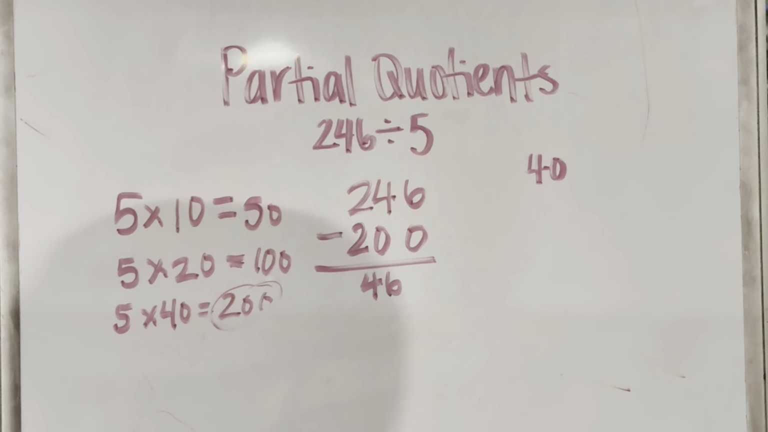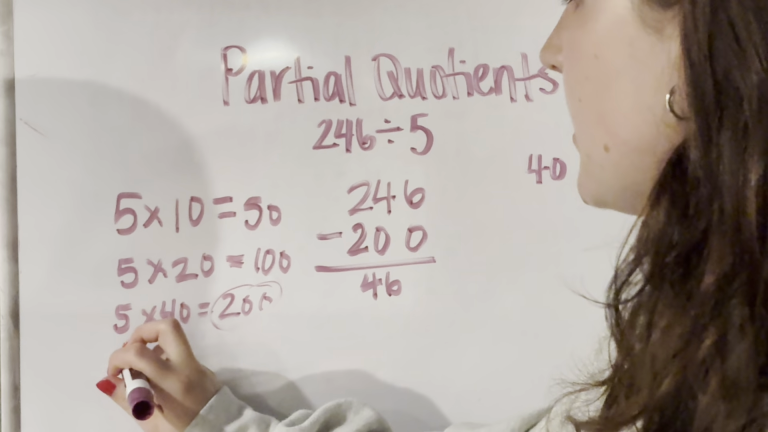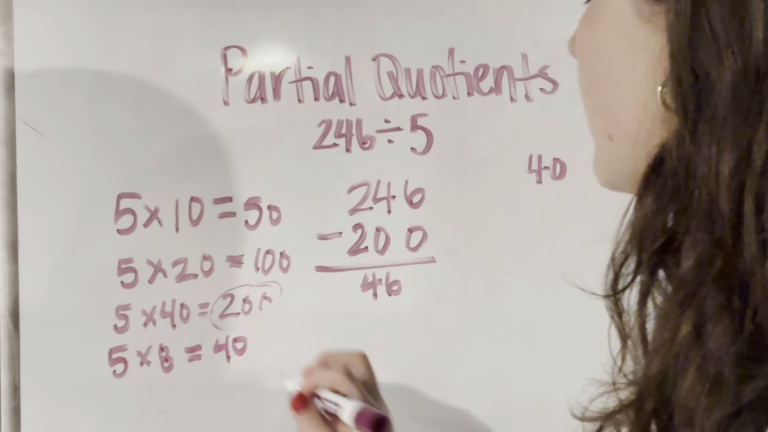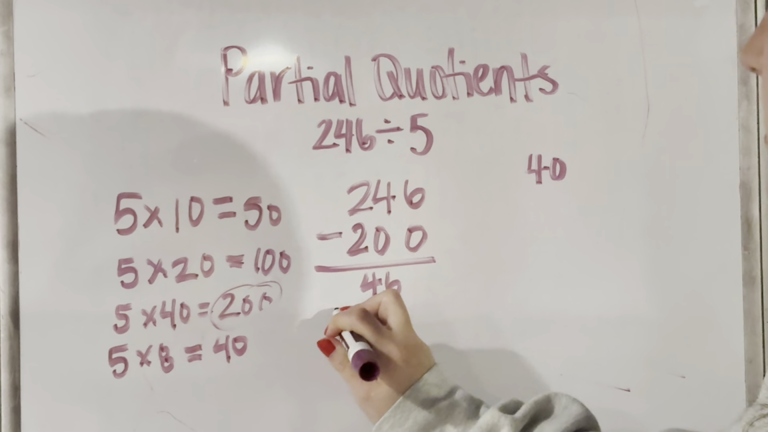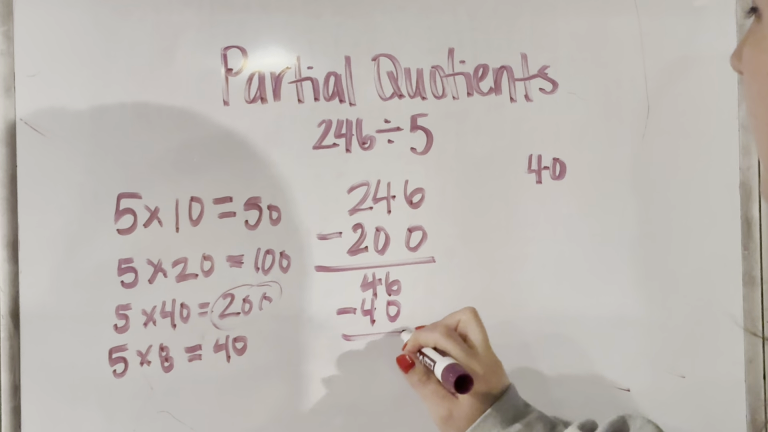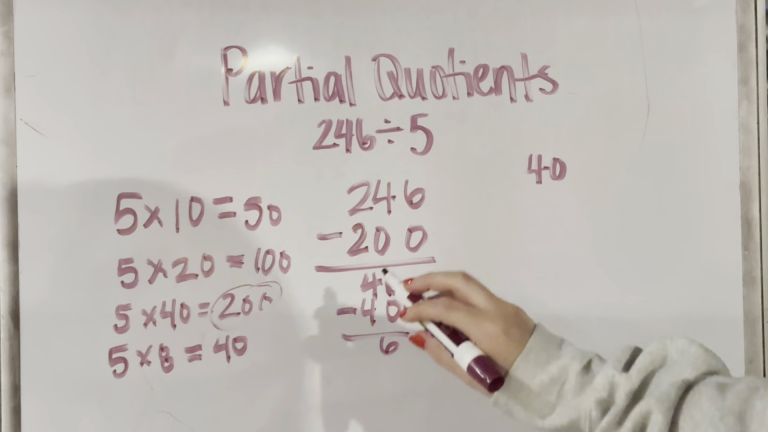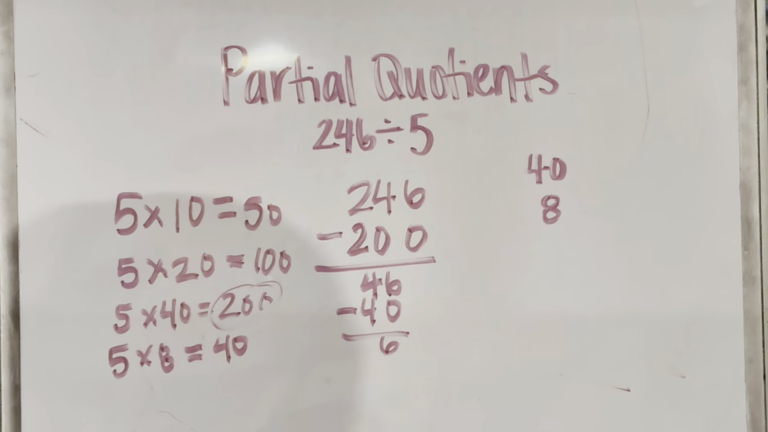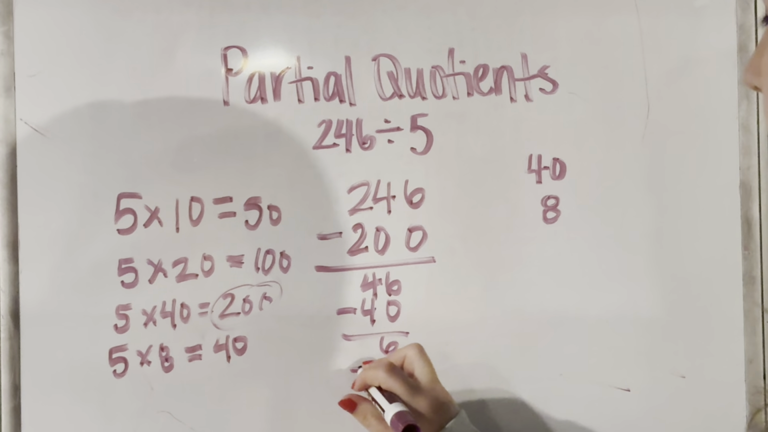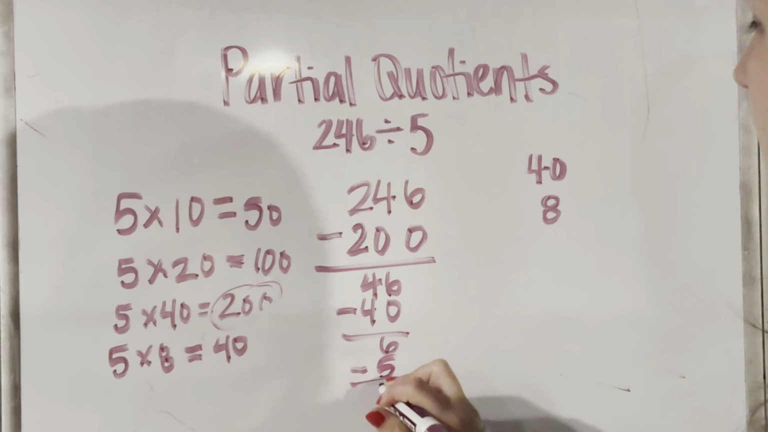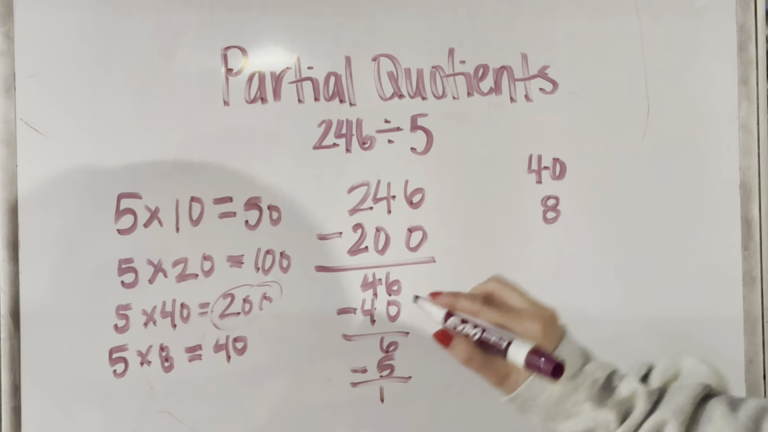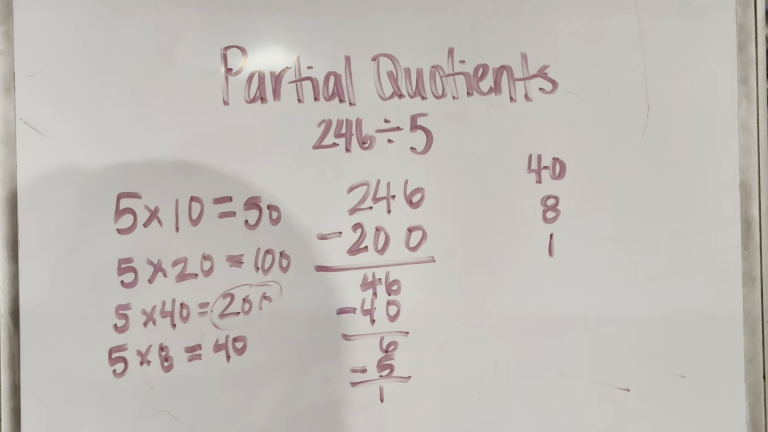Now I'm left with 46. I do know that 5 times 8 is 40. So we're going to take 46 minus 40, which leaves us with 6. And I'm going to write over here that I used 5 times 8. I'm left with 6. Well, 5 goes into 6 one time. 6 minus 5 leaves us with 1. I'm going to write over here, I used 5 times 1, so then we got a 1 over here.